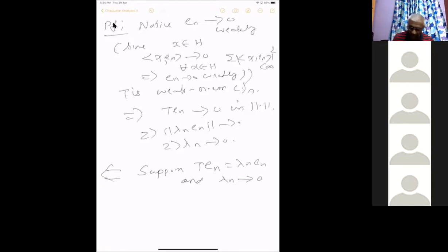To prove T compact, it's enough to prove that T can be approximated by finite rank operators. So we have to get a finite rank operator which converges to T in norm. Notice that T of x equals the summation n equal to 1 to infinity of lambda_n times the inner product of x with e_n times e_n, for all x in H.